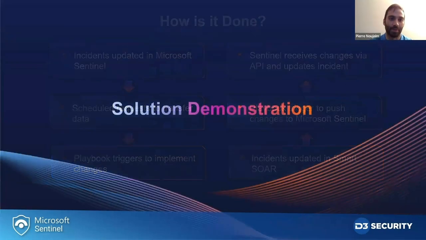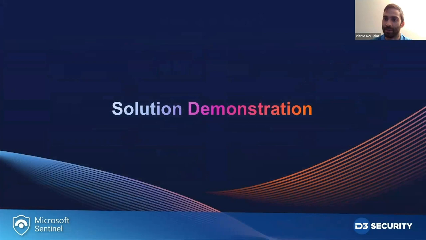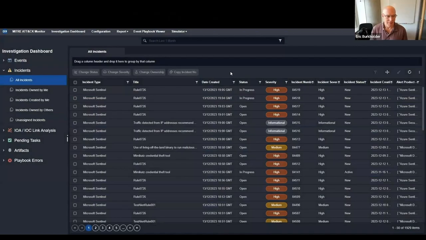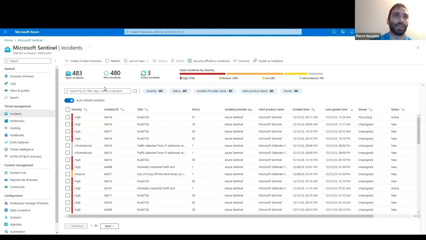Sure. So with that, I'll jump into a demonstration of both tools right now and some of the synchronization capabilities. Okay, so what we're looking at right now is the investigation dashboard inside of D3. This should look pretty familiar to a lot of security professionals. This is a list of open incidents and active incidents. So we've ingested these from Microsoft Sentinel, and we can see some corresponding fields such as the title, the status, the severity, and the incident number. So these should match our queue of incidents here in Sentinel as well.